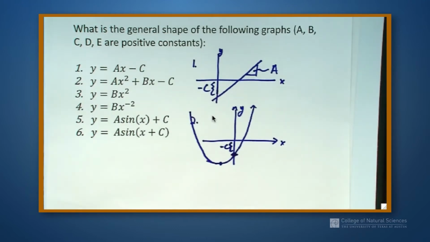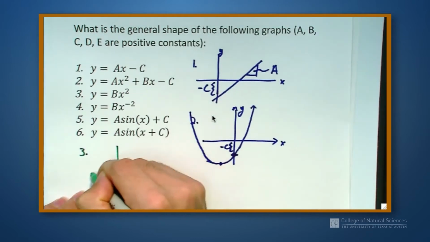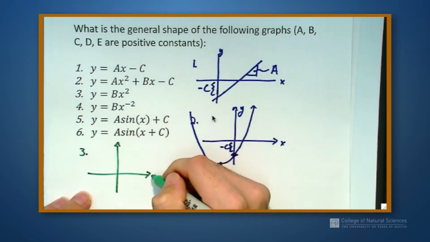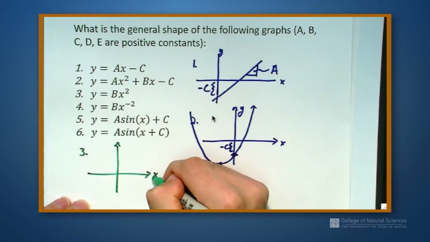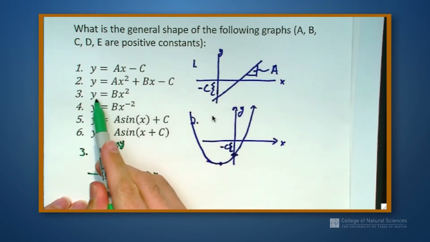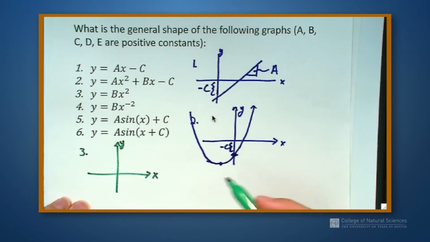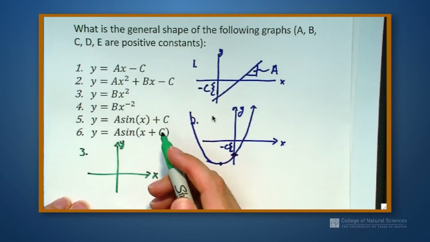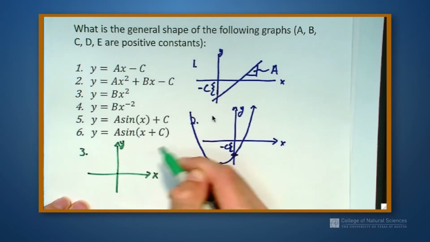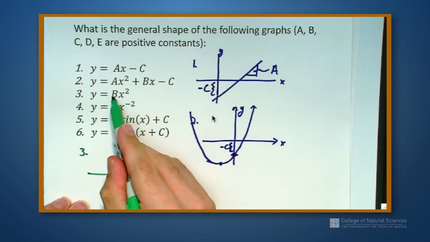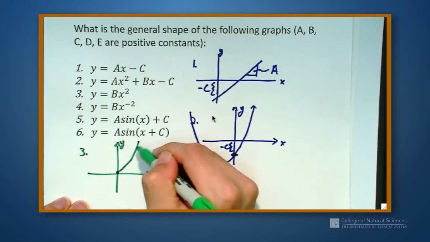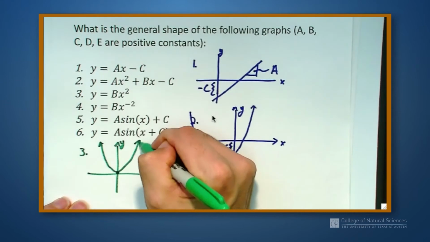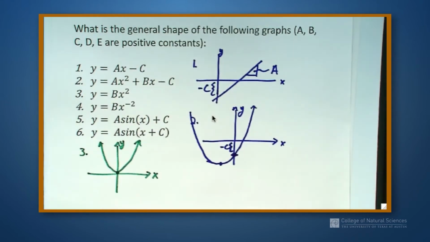Third equation, let's do the third equation in green, is actually a simpler one. Probably should have done that one first. X and y is my graph. I have y is equal to bx squared. If x is 0, y is 0, so I'm at the origin. Positive value, this is an upward parabola that goes in that direction.